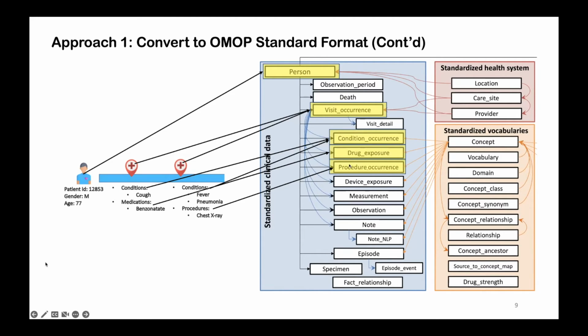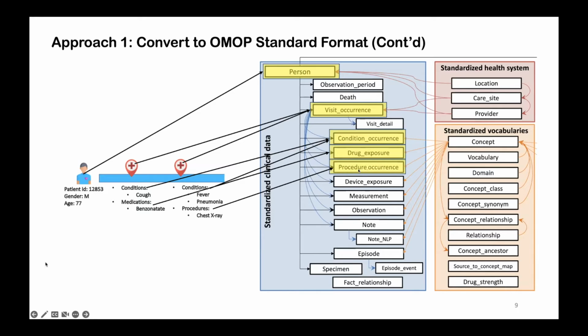So what we can do here is convert our custom data, the sample data shown on the left, to the standard OMOP format. That is, we will convert this patient information to the person table, this visit information to the visit occurrence table, and those different types of medical codes into the corresponding medical info. As you can see, the conditions are linked to the condition occurrence table, the medication is linked to the drug exposure table, and the procedure is linked to the procedure occurrence table.